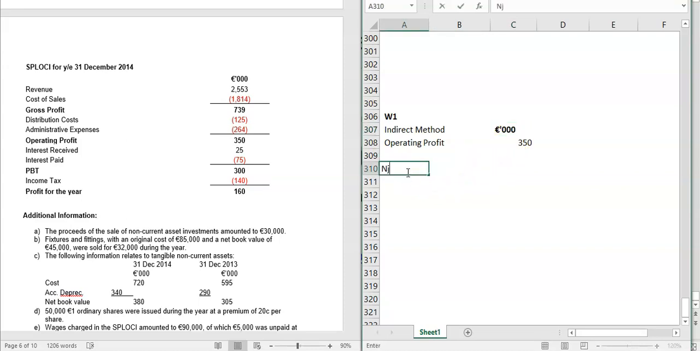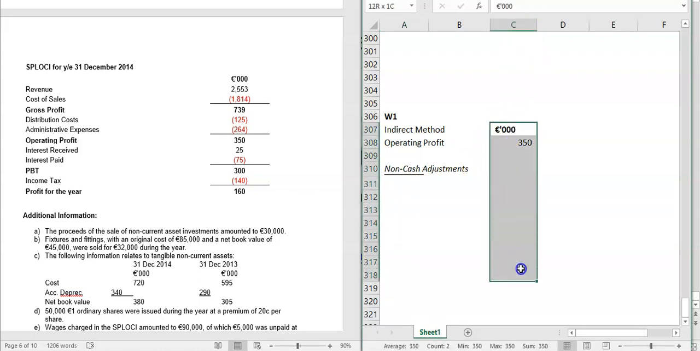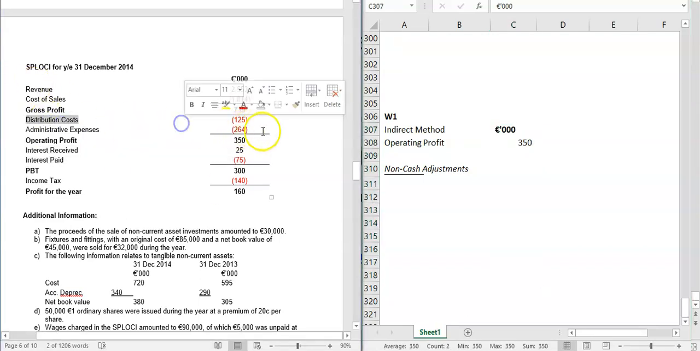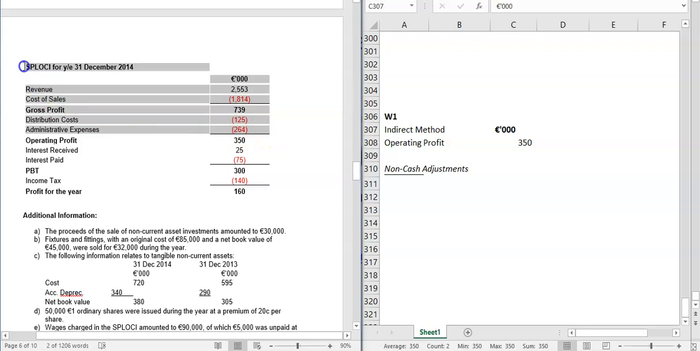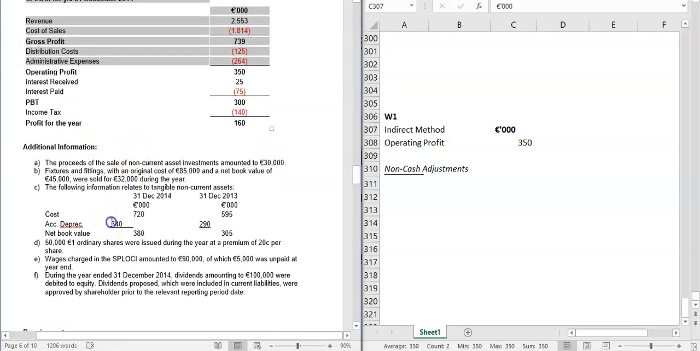We then deal with what we call non-cash adjustments. So remember, as we've done before, certain items in the profit or loss statement are non-cash, and they need to be adjusted because if we're reconciling between profit and cash flow, we need to make sure we've stripped them out. It's not obvious from here if there are any non-cash items in there, so that's why we always go to the notes to the accounts and see what they tell us.